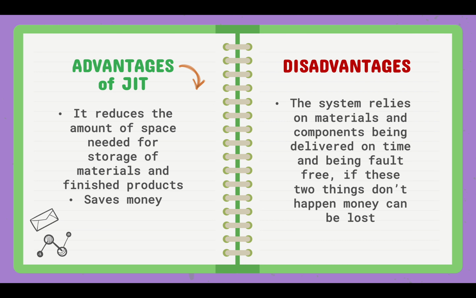A disadvantage of JIT is that the system relies on materials and components being delivered on time and being fault-free. There isn't enough time to return faulty goods, and if these two things don't happen, money can be lost, which isn't good for a business.